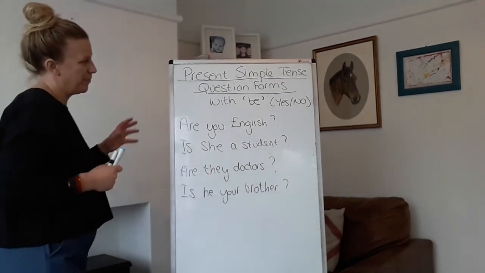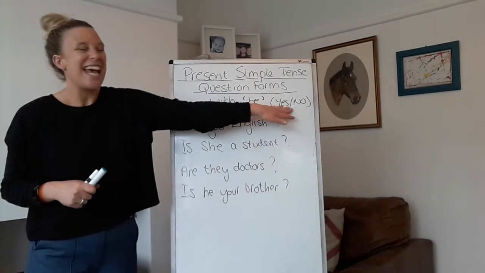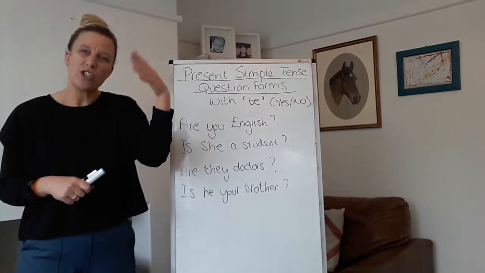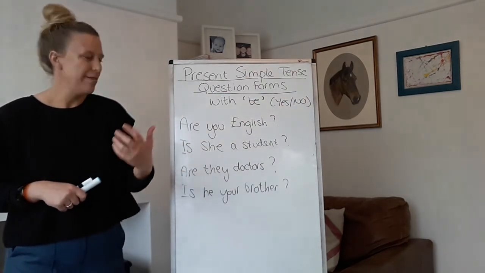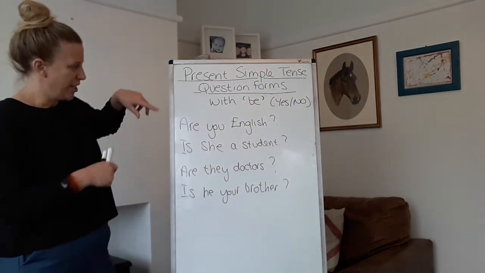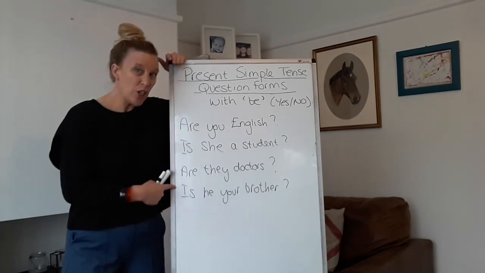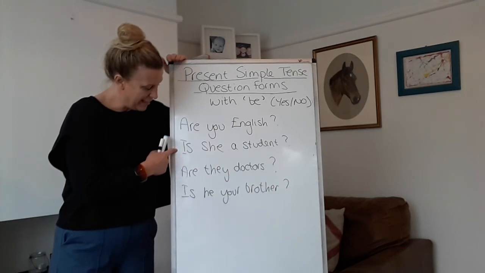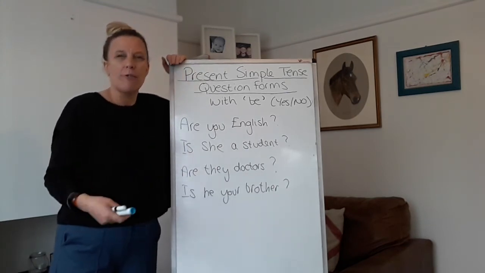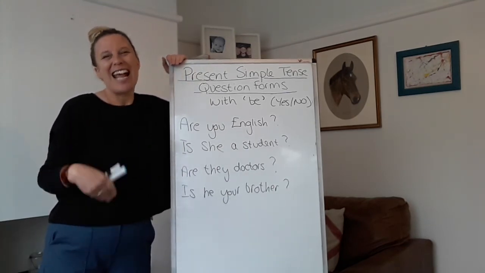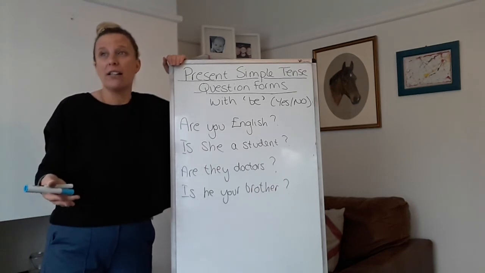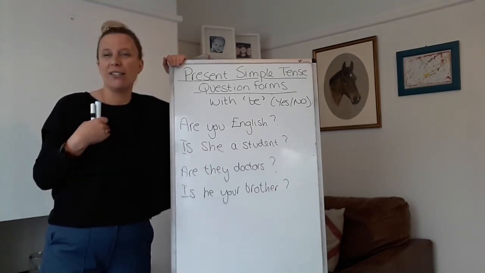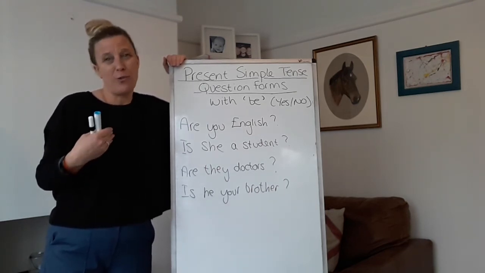Okay, so with be for yes-no questions, so our information questions with the WH, what, why, when, or yes-no questions with be, they don't start with do, like the other ones. They start with are or is. We don't generally say am I English? We don't usually ask ourselves questions.